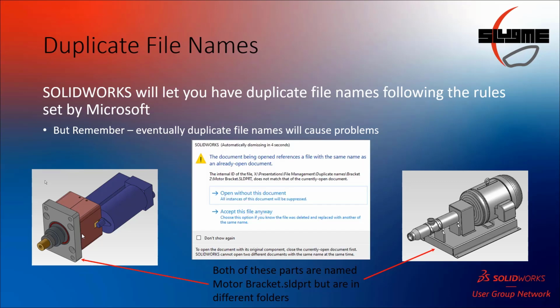But if I were to open one of the assemblies with the other bracket open in RAM, I would get this message dialog box. The document being opened references a file with the same name as an already open document. It's basically telling me it's not the same file, different IDs, it knows it's different, and it's letting you open it though. And again, you have the don't show me again.